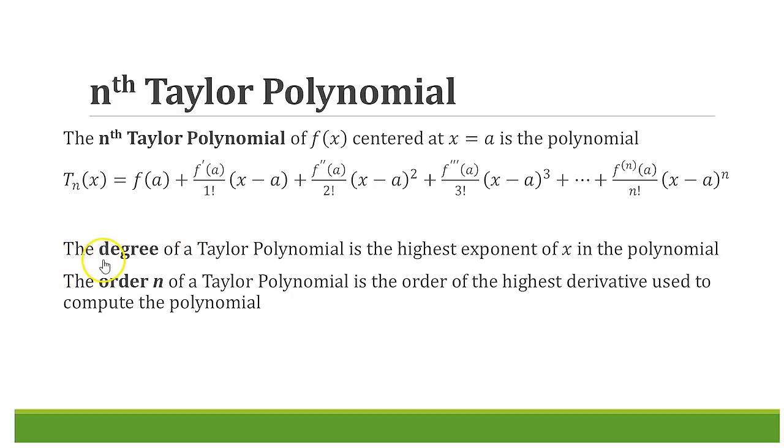And we want to remind ourselves that the degree of a Taylor polynomial, or a polynomial in general, is the highest exponent of x in the polynomial. The order n of a Taylor polynomial is the order of the highest derivative used to compute the polynomial. So often these will be the same, but sometimes these will just be slightly different, the degree versus the order.